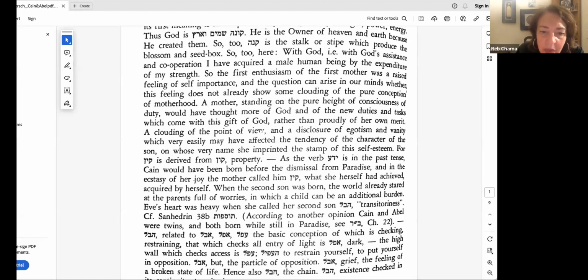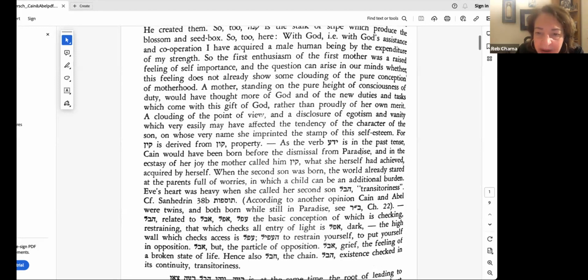So it's saying Cain would have been born from the dismissal from paradise, and in the ecstasy of her joy, the mother calls him Cain, what she herself had achieved, acquired by herself. When the second son was born, the world already stared at the parents, full of worries, in which a child can be an additional burden. Eve's heart was heavy when she called her son Hevel, transitoriness.